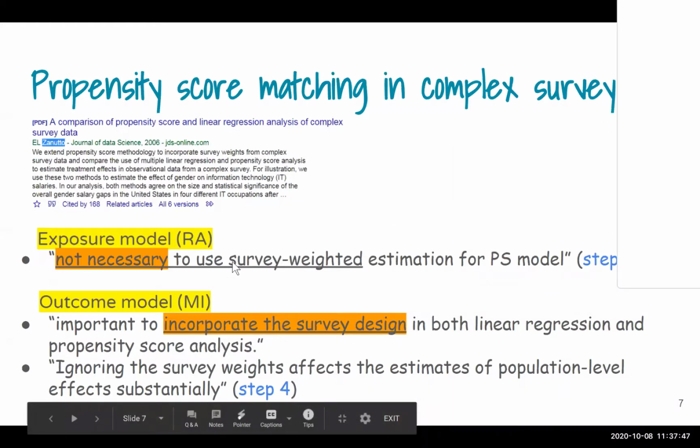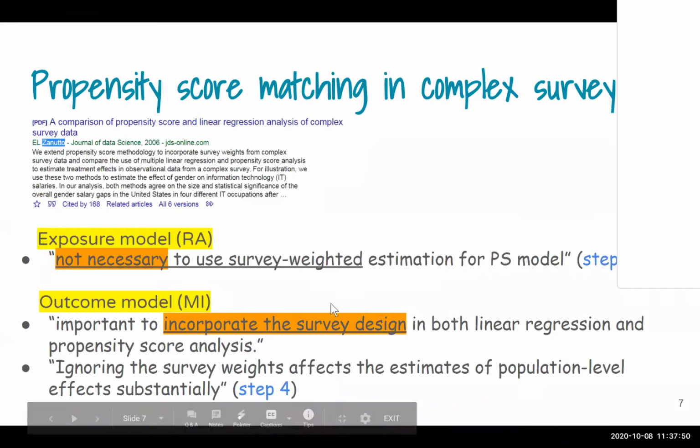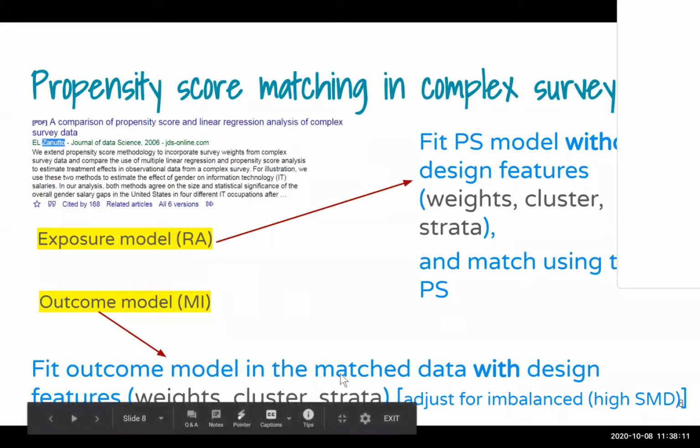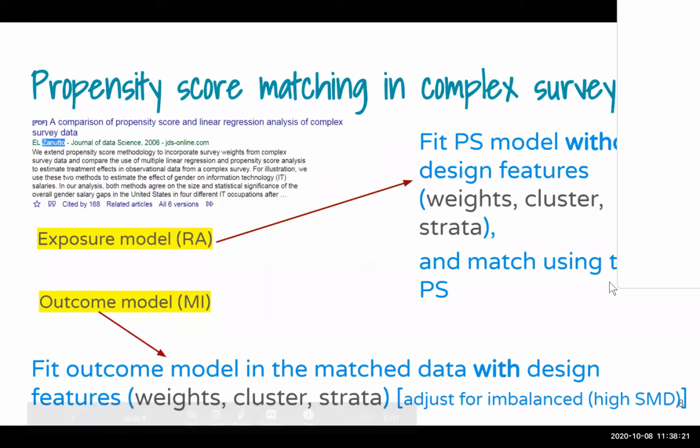And there is an entire lab dedicated to explaining how this is fitted. So when the exposure modeling or the propensity score modeling is happening, fit the propensity score model without the survey design features. And then get the propensity scores and do the matching. And then in the fourth step, when you are working with only the matched data, then use the survey features, the weight, cluster, and strata. Right?